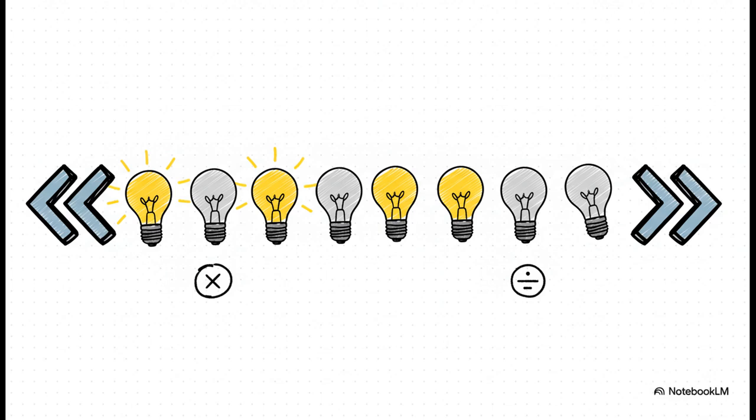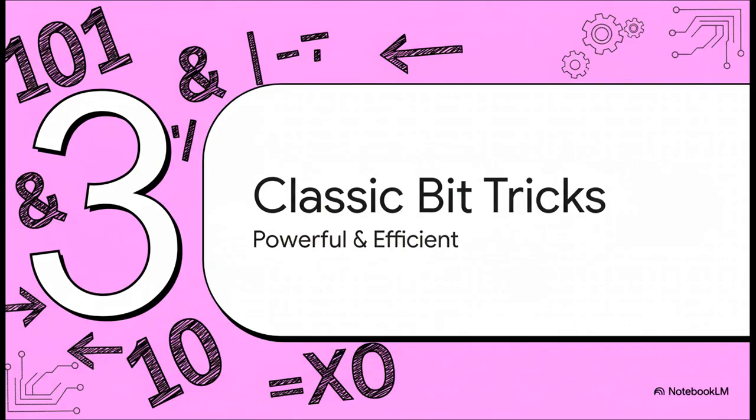It doubles the number. A right shift slides everything to the right, which cuts it in half. This is a ridiculously fast way to multiply or divide by powers of 2. Okay, so we've got our tools: AND, OR, XOR, and the shifts. Now, let's get to the fun part.